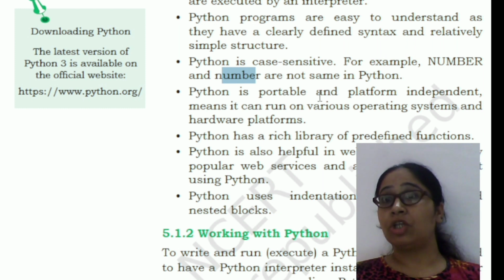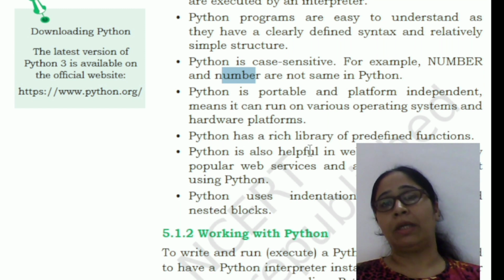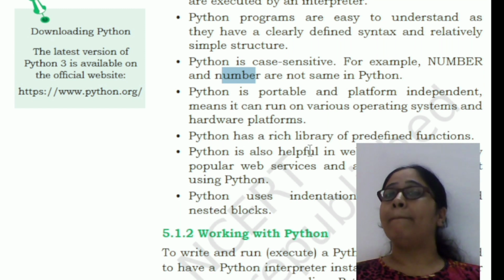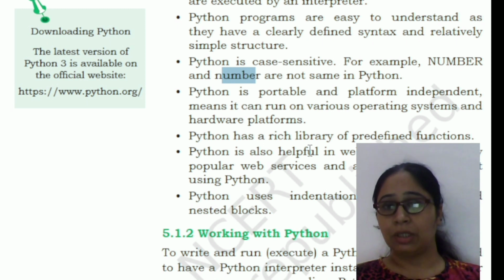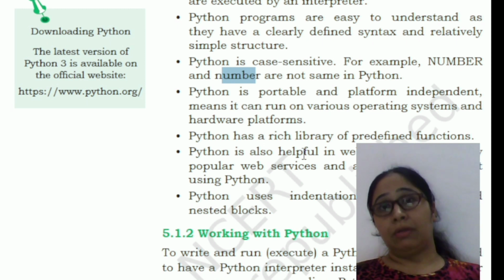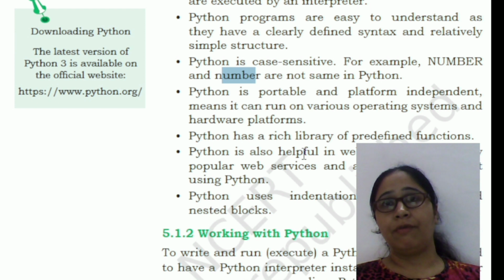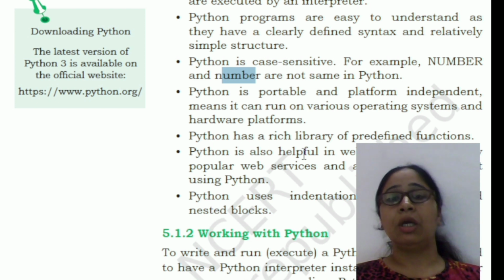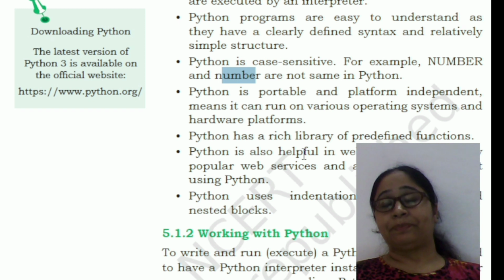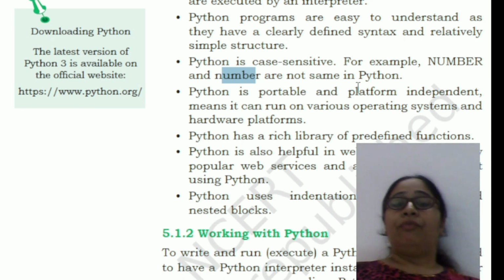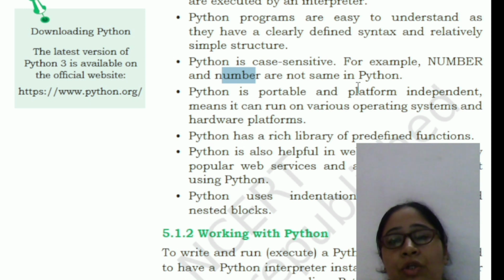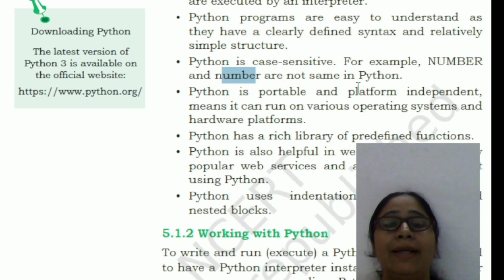Okay, it has a rich library of predefined functions. इसकी लाइब्रेरी जो है वो बहुत ही रिच बनाई गई है और इसमें प्री-डिफाइंड फंक्शंस हैं जो कि हम एज इट इज यूज करते हैं. One of the main importance of Python is it is used in web development. In every popular web services and applications, we are using Python. Okay. Next, it uses indentation for blocks. So Python always uses indentation for blocks and nested blocks.